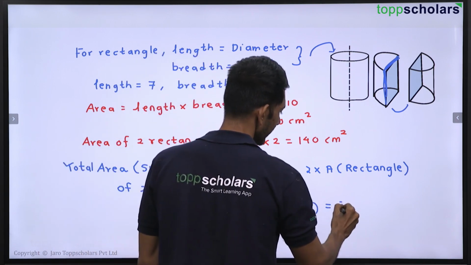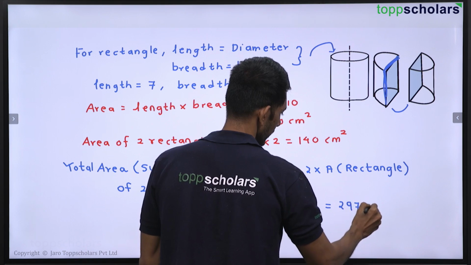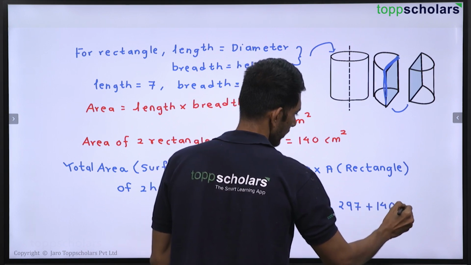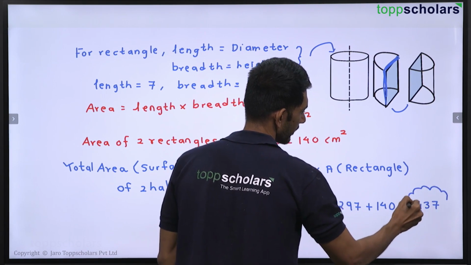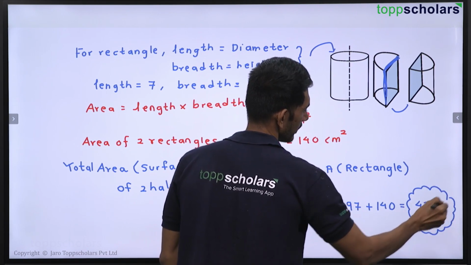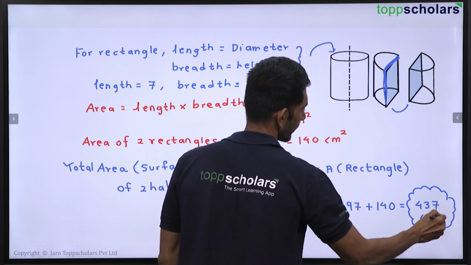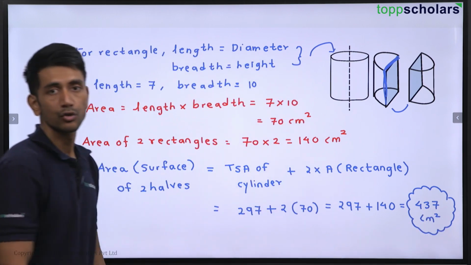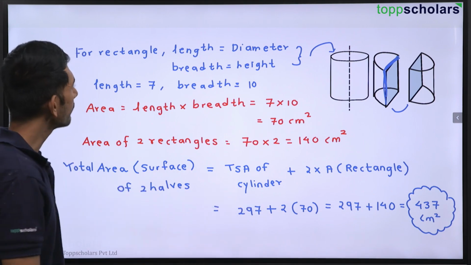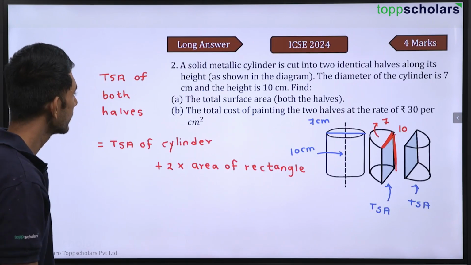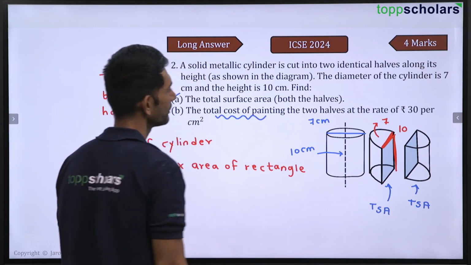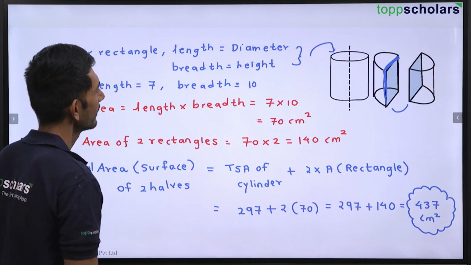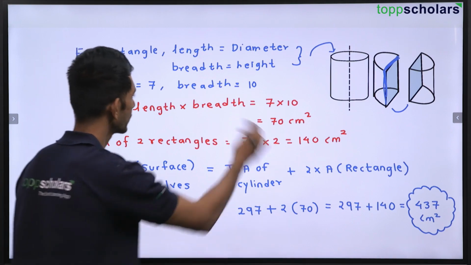So 297 plus 140 is equal to 437. This is centimeter square. So once we get the total surface area of these two halves, now can we find out the total cost of painting? So we can say that the total cost, okay, let's do it here.